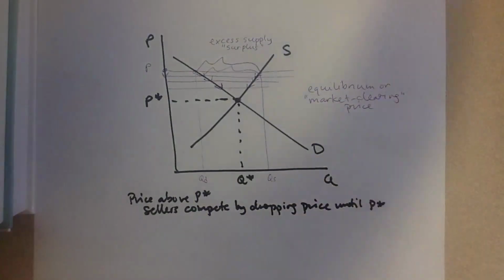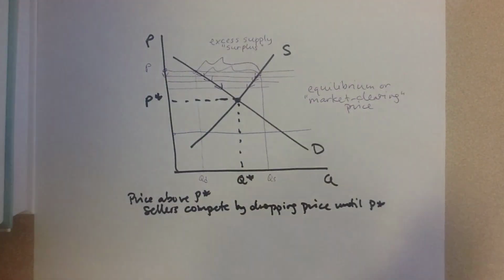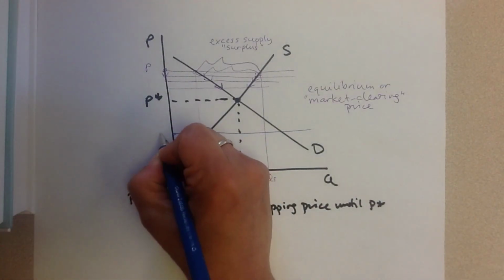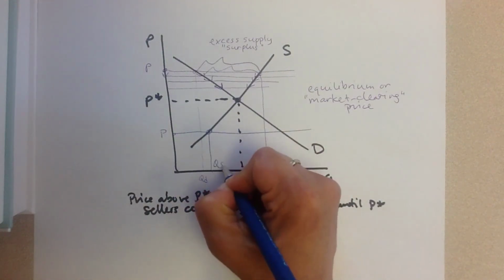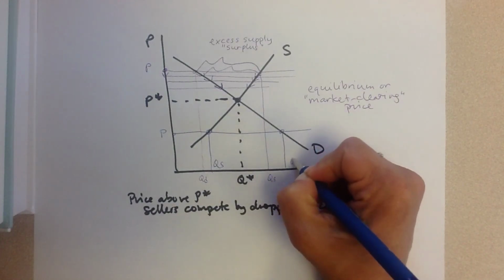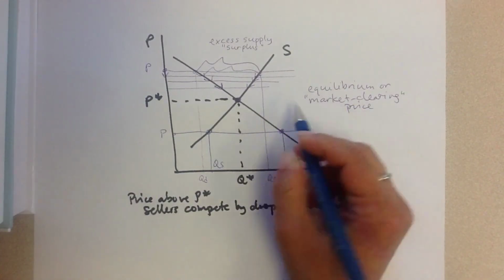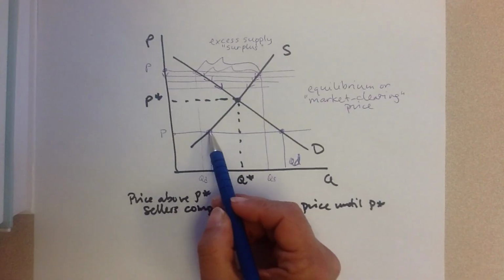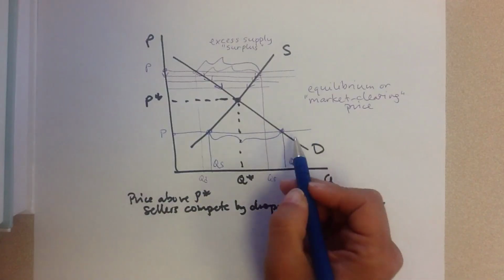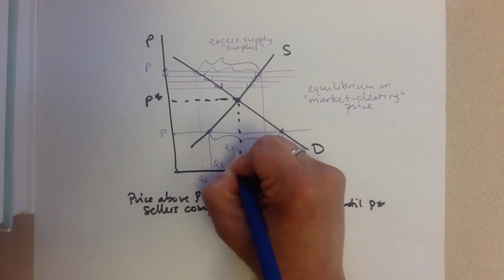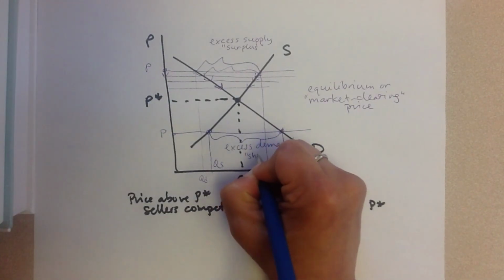A very similar thing happens if the price is too low. If for some reason the price started out down here, maybe it happened to be low recently, now we have a situation where the quantity supplied is much less than the quantity demanded. A lot of people want to buy for that attractive low price. Demand is really high here, but not that many people want to sell. It's not worth it. This difference between quantity demanded and quantity supplied at that price is called excess demand, or a shortage.